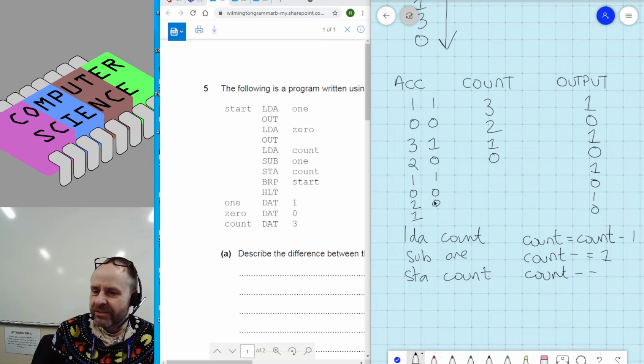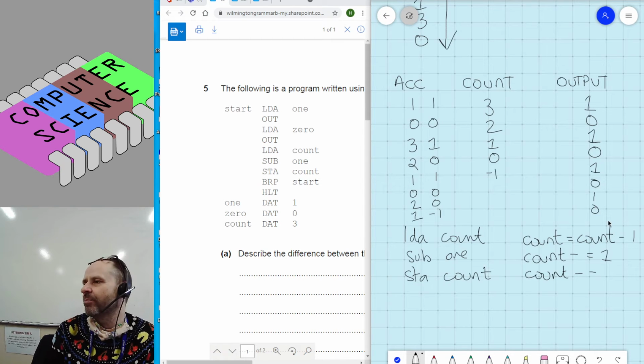Then we load up the 0, subtract the 1, so count ends up with -1 in it. Then we say, whoa, hang on a minute, it's not positive, do not follow this branch. Halt is the next instruction, so we stop.